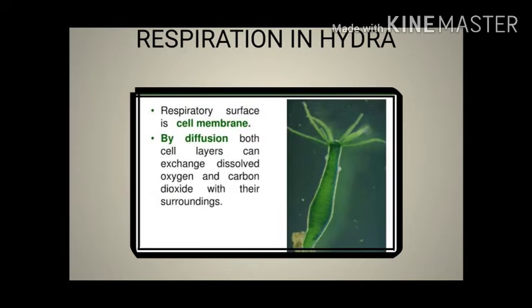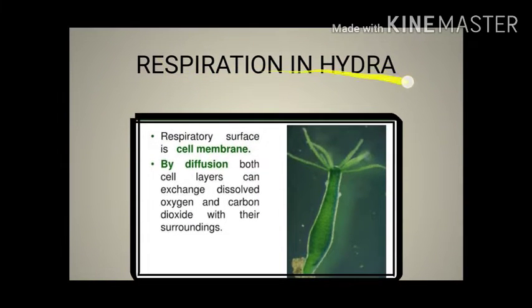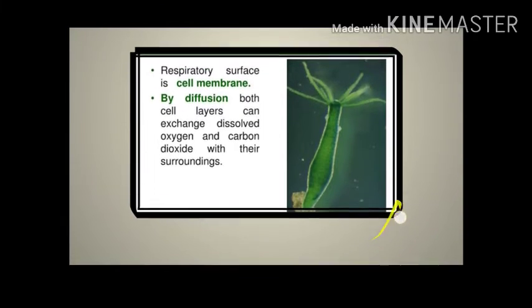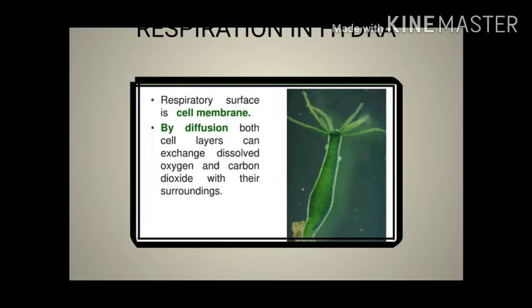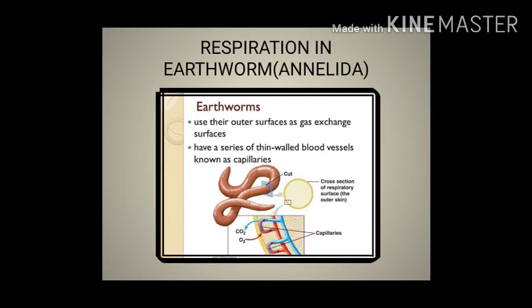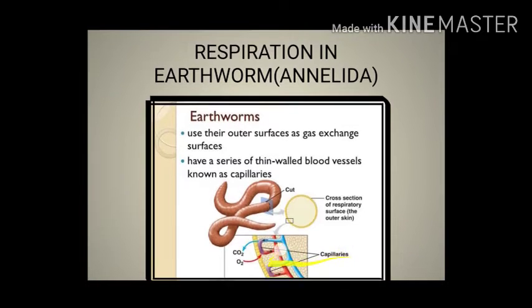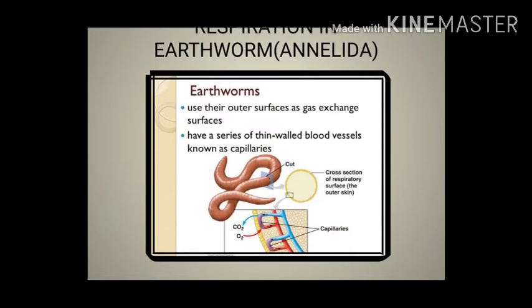Now moving on to respiration in hydra. In hydra, the respiratory surface is the cell membrane, and through diffusion, exchange of gases takes place. The earthworm uses its outer surface as the gas exchange surface, and it has a series of thin-walled blood vessels known as capillaries near the outer surface.